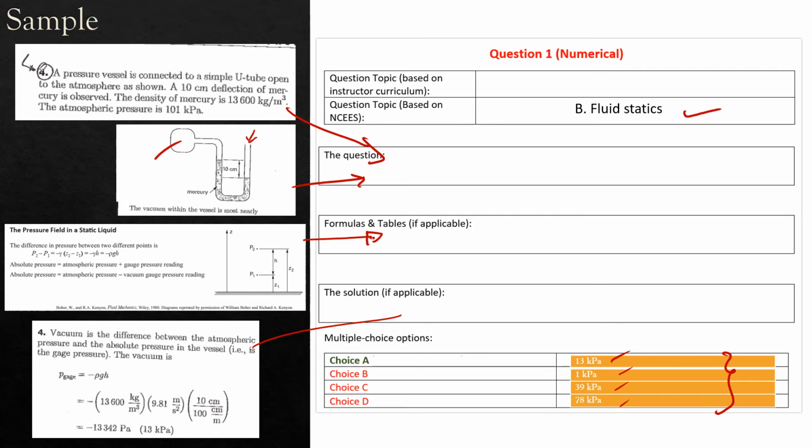Now you are supposed to solve the problem here in this box, and after the solution, for example, you solve this problem and you get the answer somewhat 13.3 kilopascal. So the nearest option is 13 kilopascal. So you're gonna choose A, whatever the correct answer is from the given book.